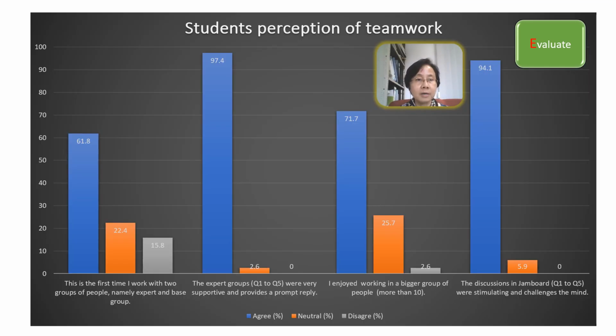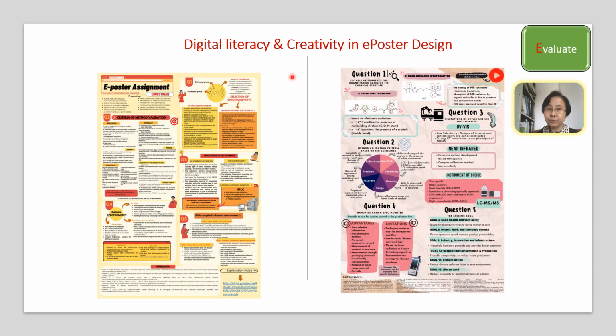From the questionnaire survey, 61% of the students were working in the jigsaw model for the first time. And they enjoyed working in a bigger group of more than 10 people, and 97% agree that the group was supportive and provided prompt replies. And this has led to a stimulating and challenging discussion among the team. So although this is an asynchronous discussion, they enjoy working in a team and do not feel they are working in isolation. So the digital literacy was shown in the students' creativity in designing the e-poster.